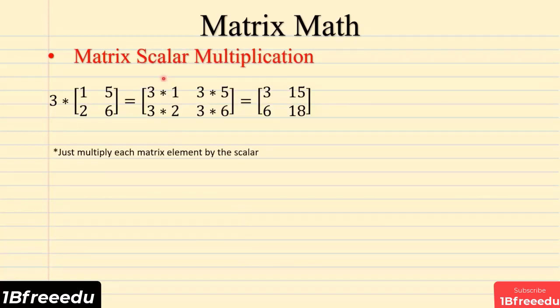Next, we're going to tackle matrix scalar multiplication. We use this to scale a matrix by a certain factor. It's very easy. For example, here we have a scalar, the number 3, and we're scaling this 2 by 2 matrix over here. To do that, we just multiply each element by the scalar factor. So 3 times 1 gives me 3. 3 times 5 gives me 15.